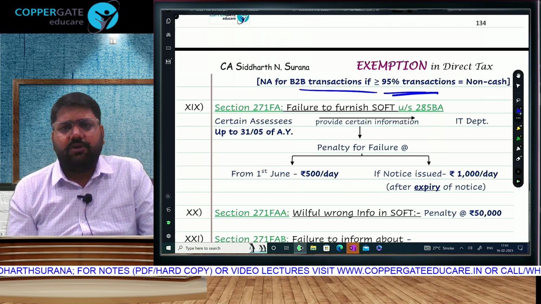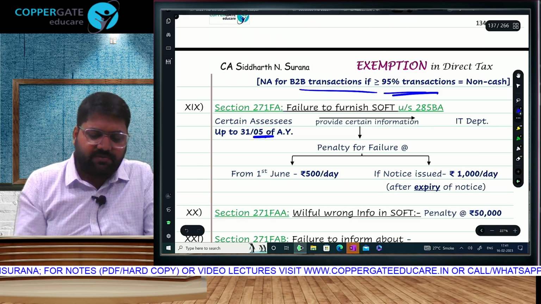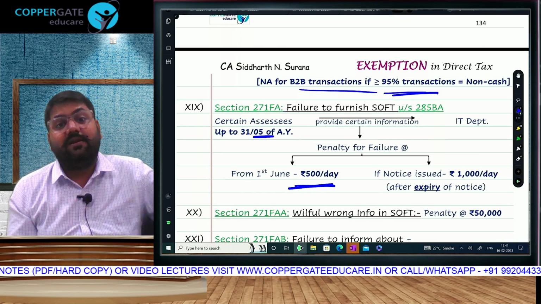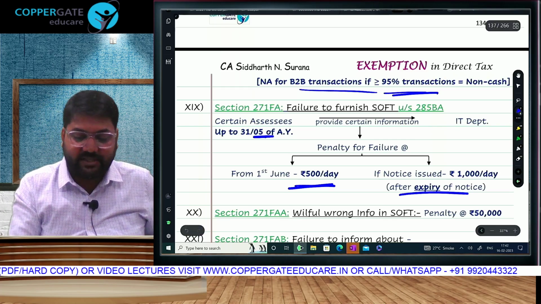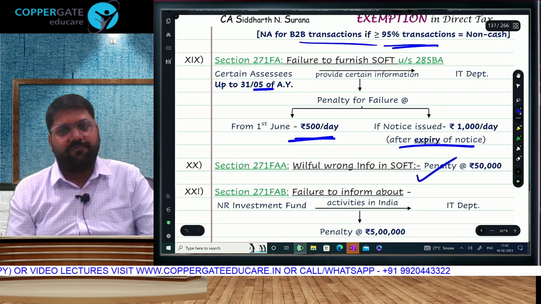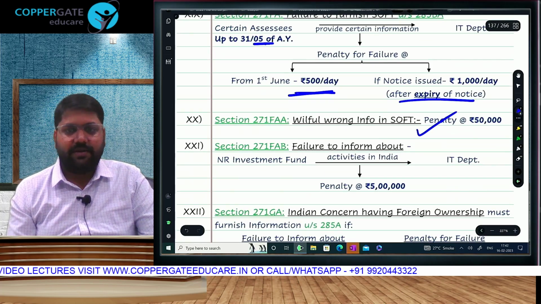Statement of financial transaction or reportable account, you have to submit up to 31st May. Penalty will be 500 rupees per day. And if you get notice, then after that also it will be 500, but after expiry of notice, it will be 1000 per day. Willful wrong information in statement of financial transaction, 50,000 rupees ka penalty.